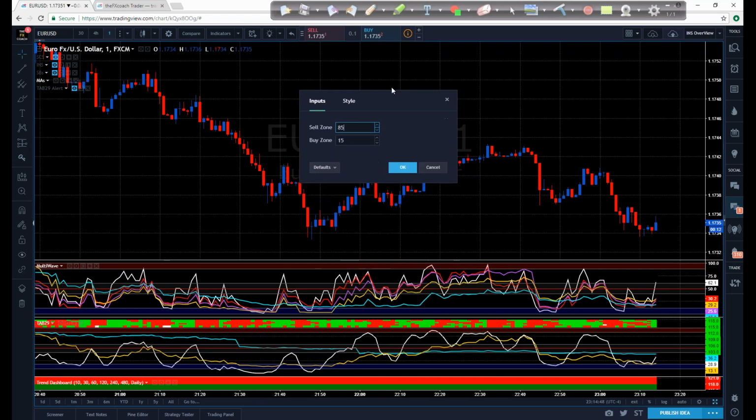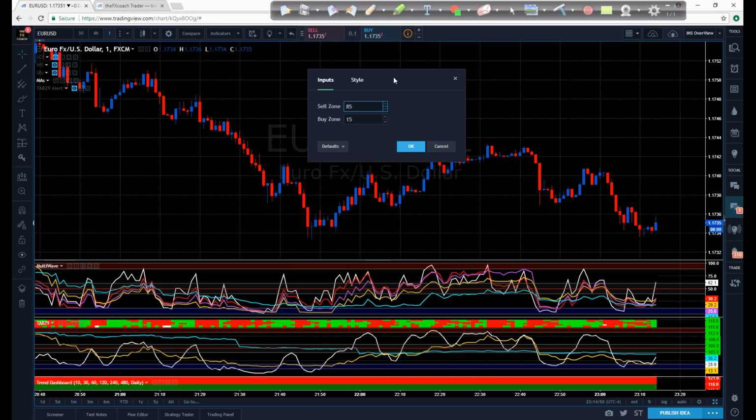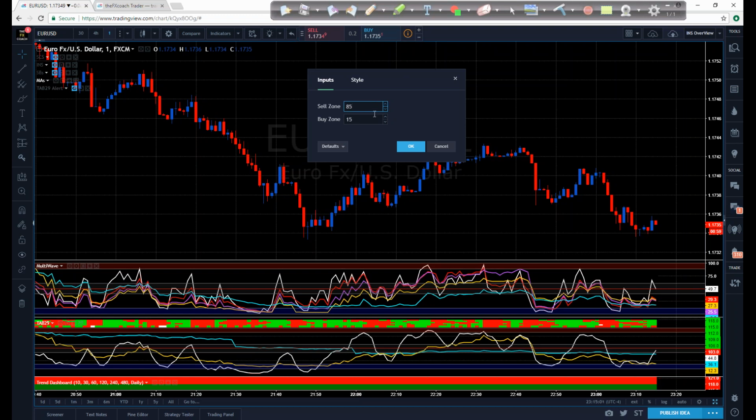First of all, unlike ProCharts, we kind of adopted the motive wave look where you can set your threshold zones. Until you have a better sense of what's going on, we're defaulting with 85 and 15. If you feel you need to tighten that up, tighten it up. If you feel you need to loosen it up, loosen it up. Trader's choice. But that's where we're starting.